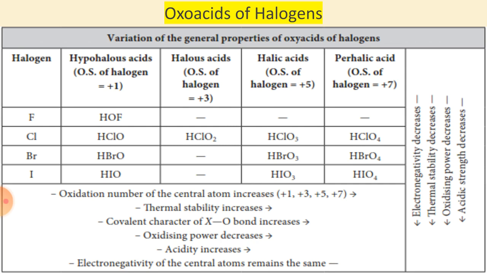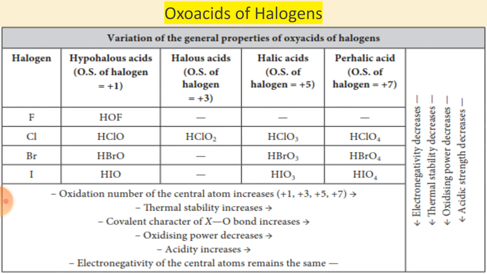So look at the conditions. Oxidation number of central atom increases, that is plus 1, plus 3, plus 5, plus 7, in case of HClO, HClO2, HClO3, HClO4. So the charge on Cl is plus 1, plus 3, plus 5, plus 7. Now the thermal stability also increases the same way. That is HClO4 is more thermally stable than HClO3. HClO3 is more stable than HClO2. HClO2 is more stable than HClO.